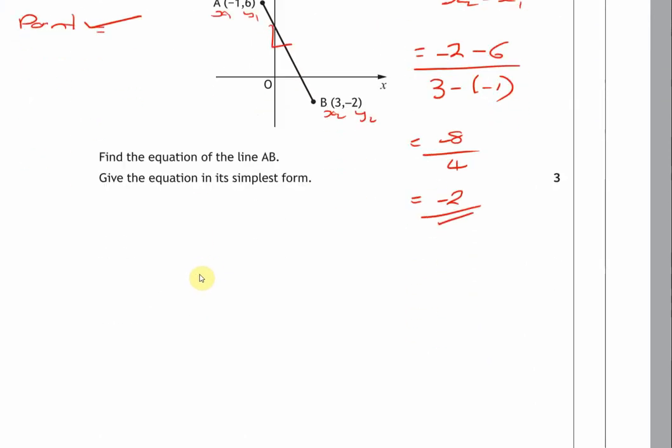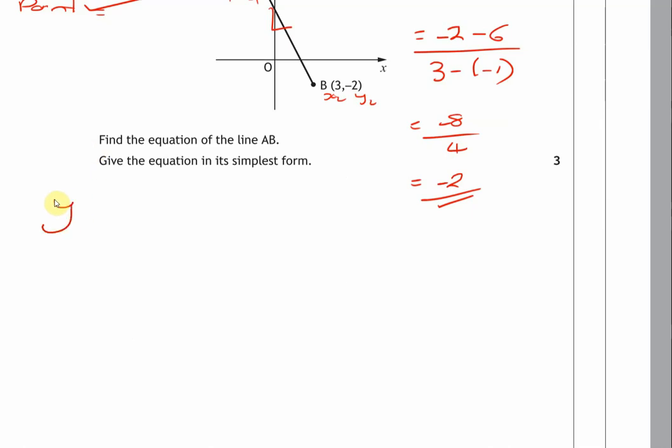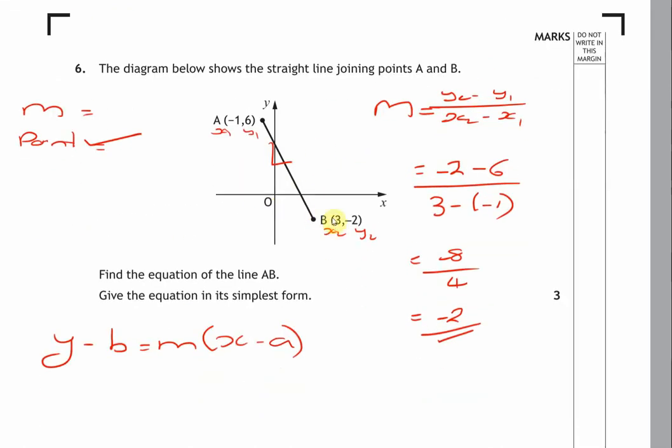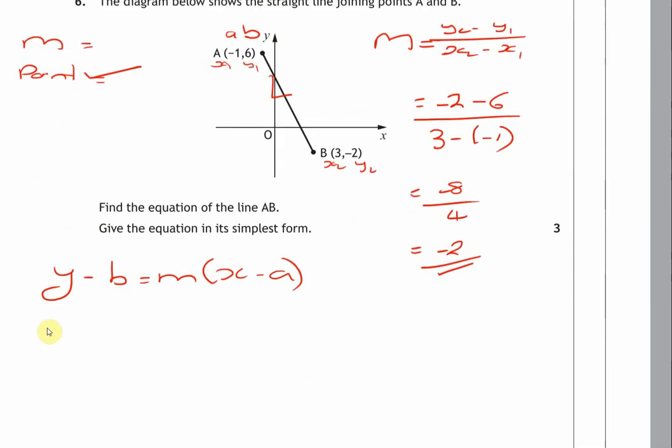So now that we have our gradient, I'll just scroll down here, we then use our equation of the straight line, which is y minus b equals m(x minus a). Now we have m and we also have a and b, but we just need to decide which coordinate we're going to use. Now I'm going to use coordinate A. So the x value is a and the y value is b. So we'll just substitute it in here. So y minus b is 6 equals, our gradient is minus 2, x minus, and a is minus 1, so it's going to be minus 1.